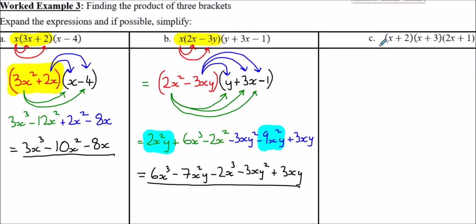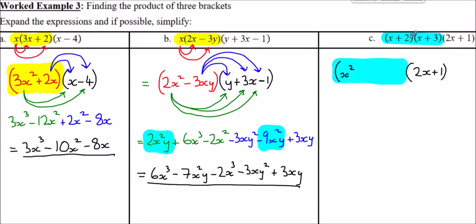Finally now, part C. So what I'm going to suggest we do is we just expand these 2 brackets here, make them into 1, and then for the second step multiply what we end up with by the 2x plus 1. So we're going to leave 2x plus 1 on its own for now, and expand out these first 2. So I'm hoping you know a quick way of doing this, where the coefficients of the x's are both 1. So x multiplied by x, that's going to give us x squared.